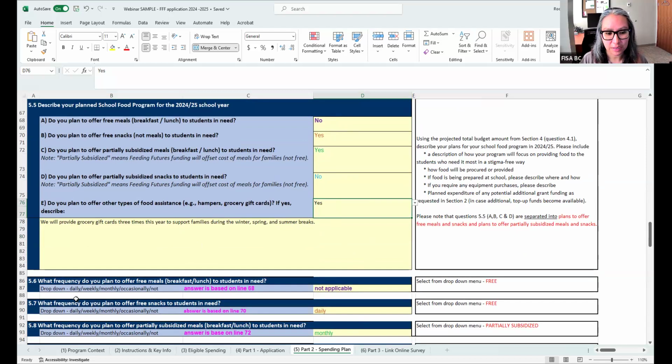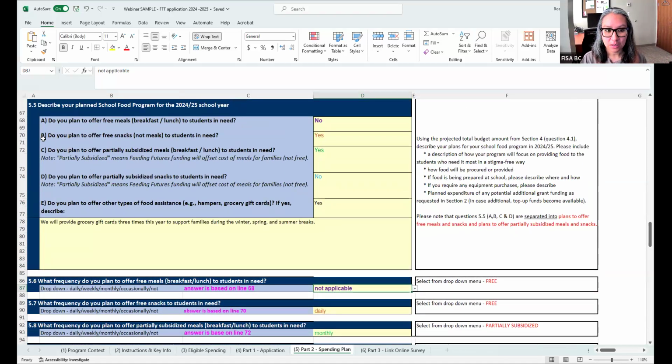So let's move here. I'm gonna say line 86 is the frequency that you are planning to offer free meals. So remember, here they asked me if I was offering free meals, but I say no. So that means that my answer here should be not applicable because I'm not doing that program. Okay, so that's why this one and this one are exactly the same. They are answering one another.